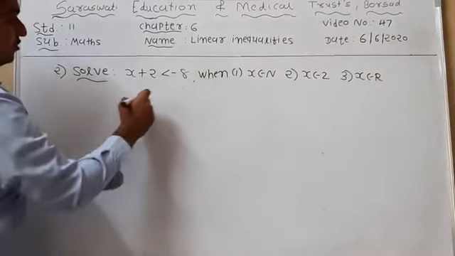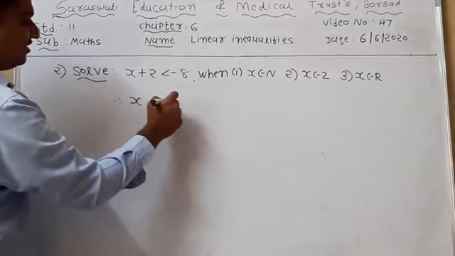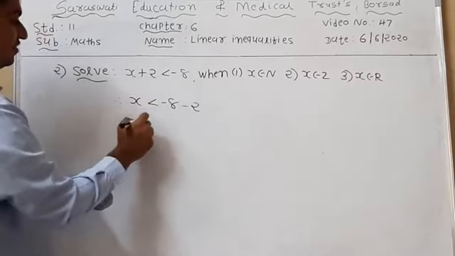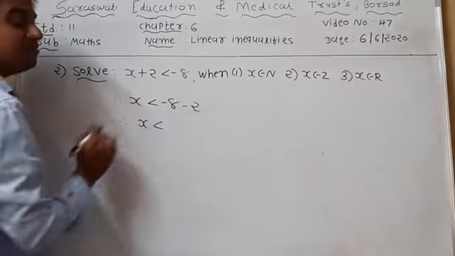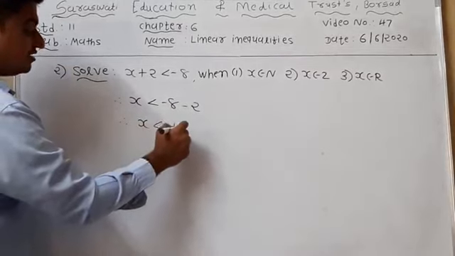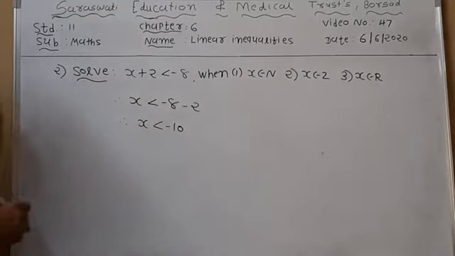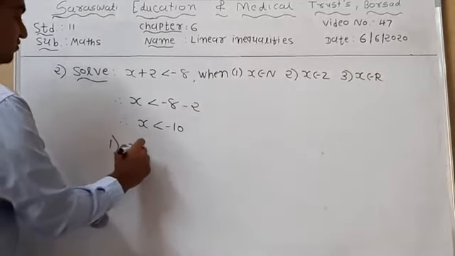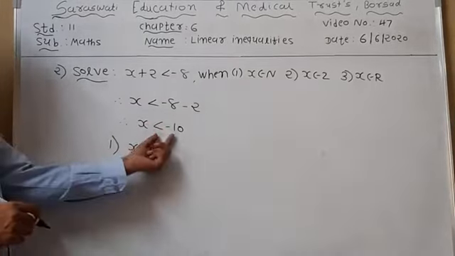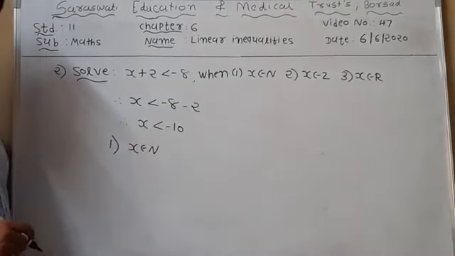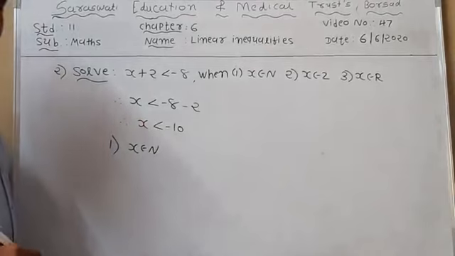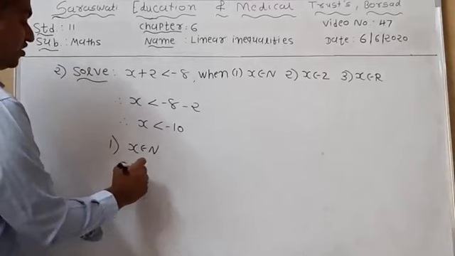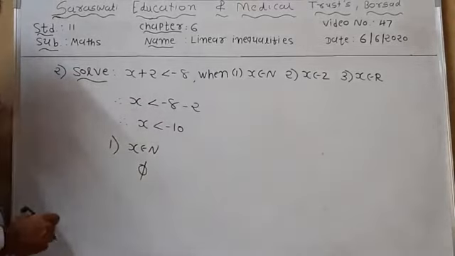So therefore x less than minus 8 minus 2, that means minus 10. Now the arrow is going from the left side, and here our first condition is x belongs to N, but minus 10 is present. x belongs to N means the value must be a natural number, but the arrow is going to the left side, so no value is present, so our answer is the null set.